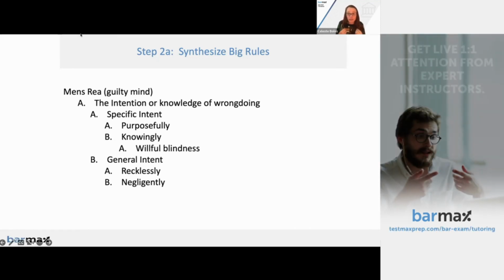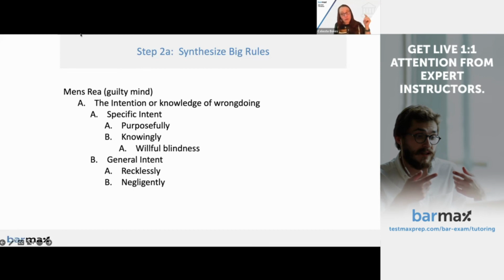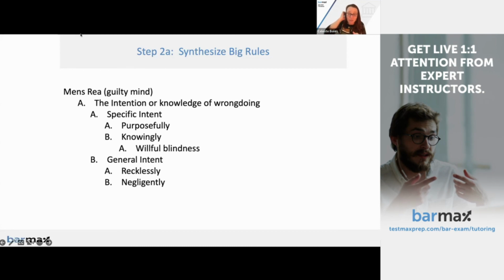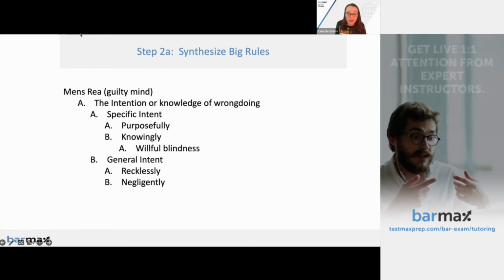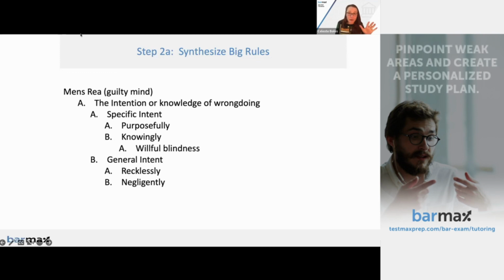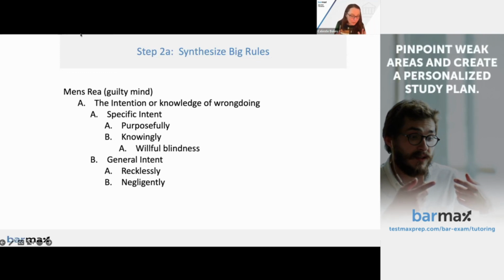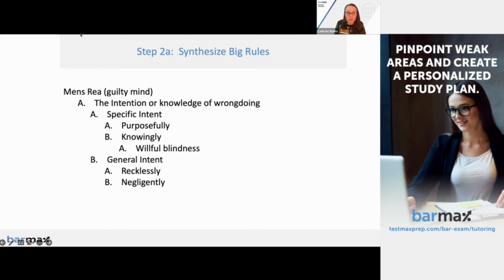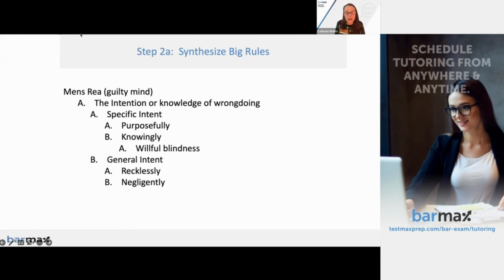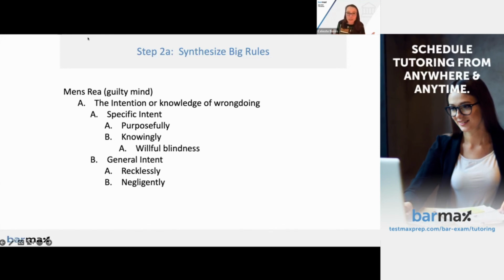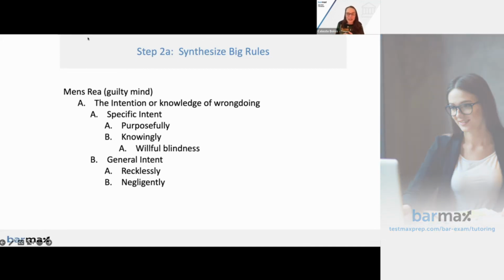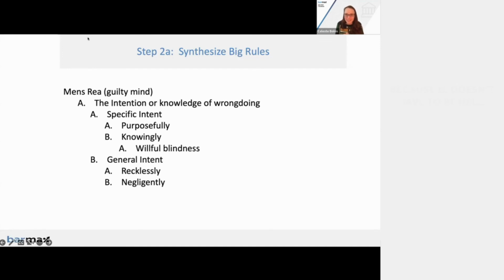But if you think that there's something that would help you, throw it into chat now or write to us, support@testmax.com, or click the support icon in the free version of either BarMax or 1L. You have plenty of ways to reach us and share those suggestions, because we want to do what's helpful to you. So definitely, if you have a certain session that you would like us to teach, let us know, because we may incorporate that into next semester's programming.